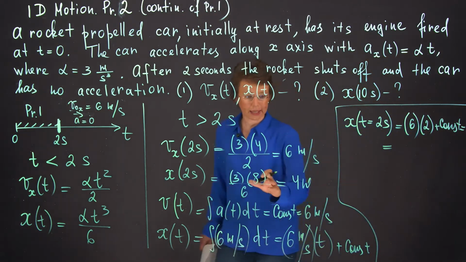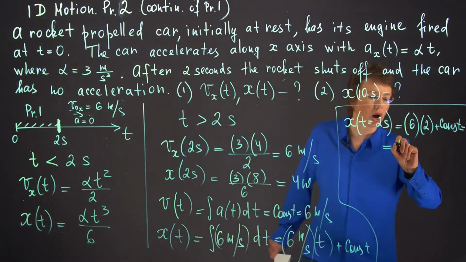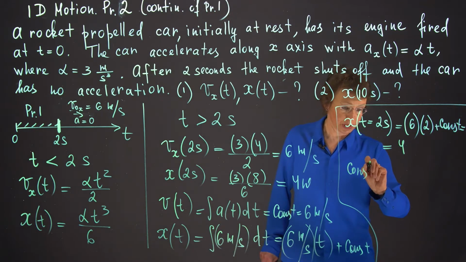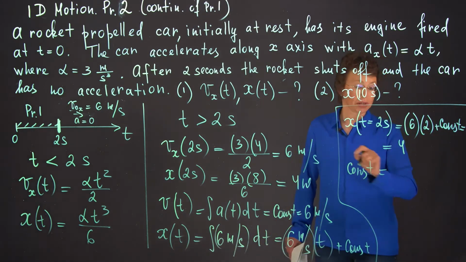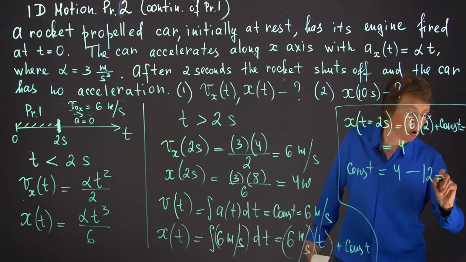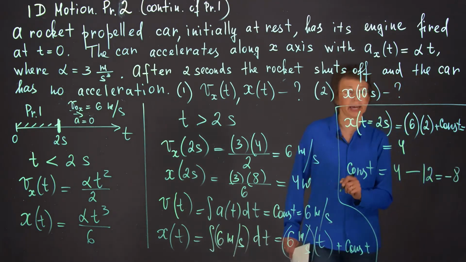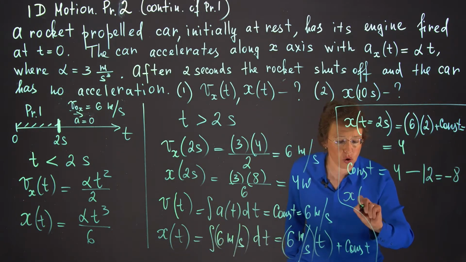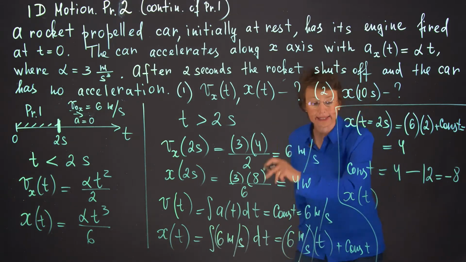At 2 seconds, the position was 4. Can I calculate the constant? Yes. What is this constant now? It is 4 minus 12. 4 minus 12 is minus 8. We are making progress. Now we know the position of the object at t greater than 2 seconds.